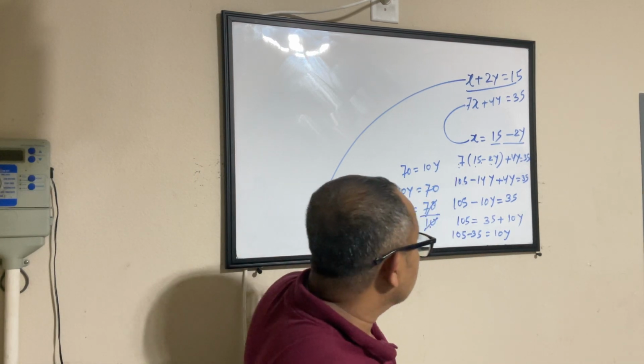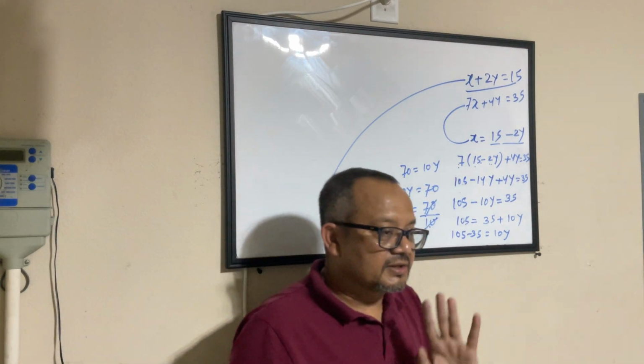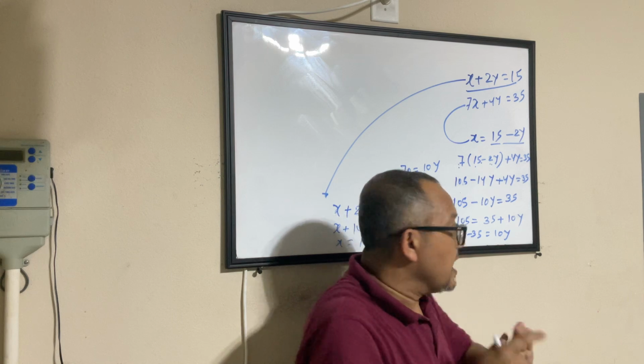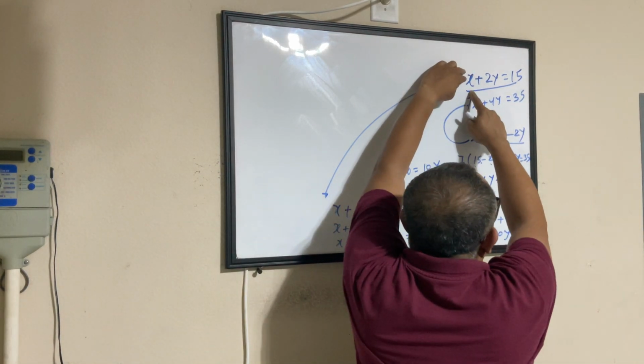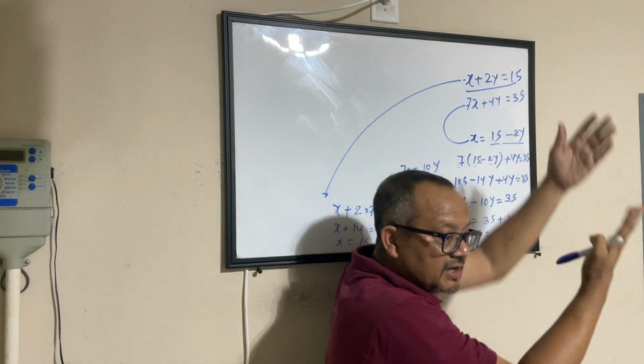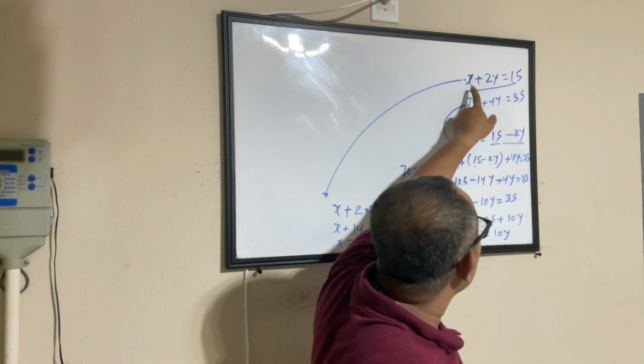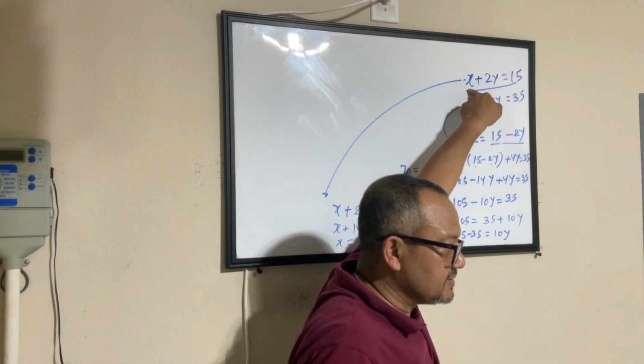But what is the takeaway here? This is the method of substitution. And you can use the method of substitution in a situation where it's easy for you to find out the value of x and y from one of the equations, where you can isolate it very easily. Okay?